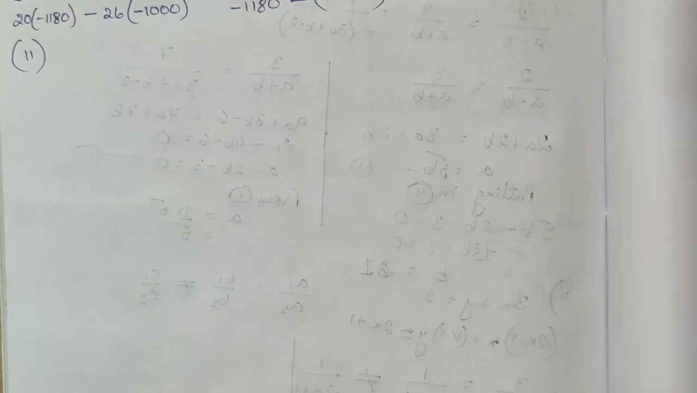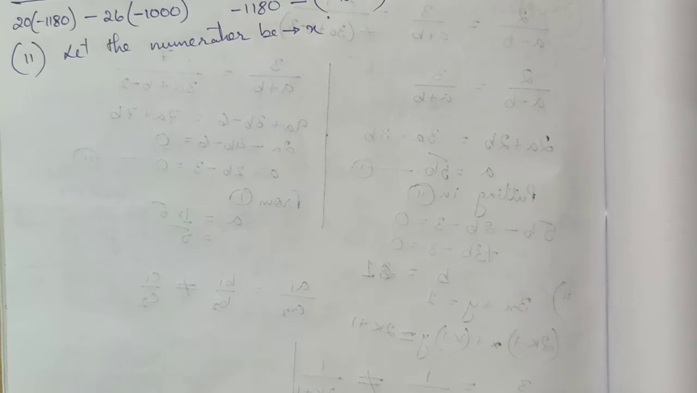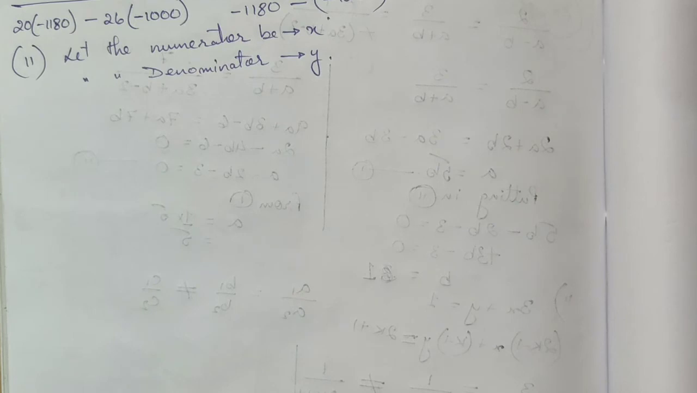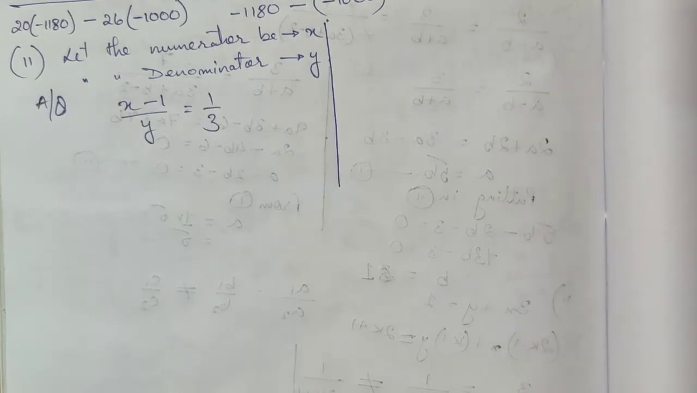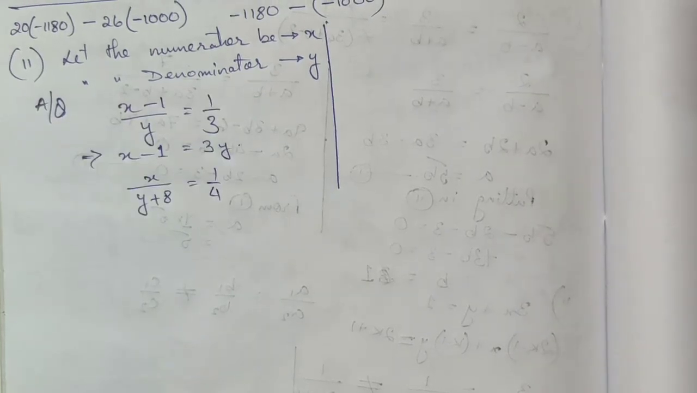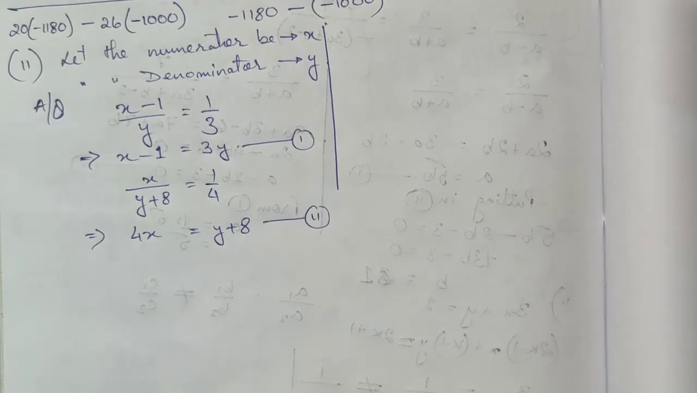Let's go to the second part, in which it is saying that a fraction becomes 1 by 3 when 1 is subtracted from the numerator, and it becomes 1 by 4 when 8 is added to the denominator. So our equation will be, first one is this and this is the second one. Okay, so we have got our first and second equation. Now we will solve this with any method. So I'll be using the substitution method here.